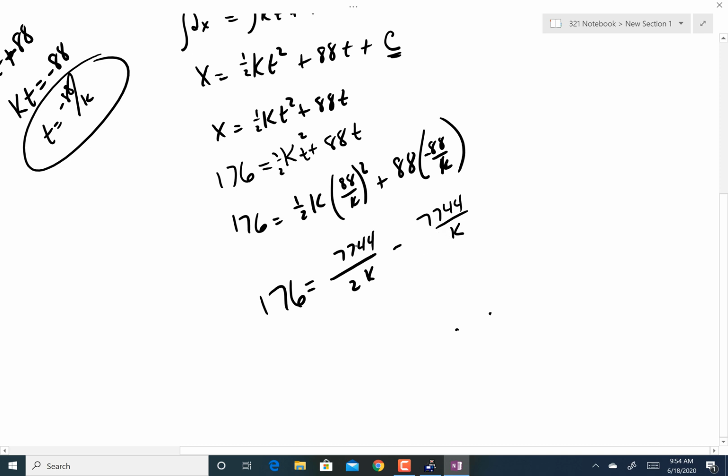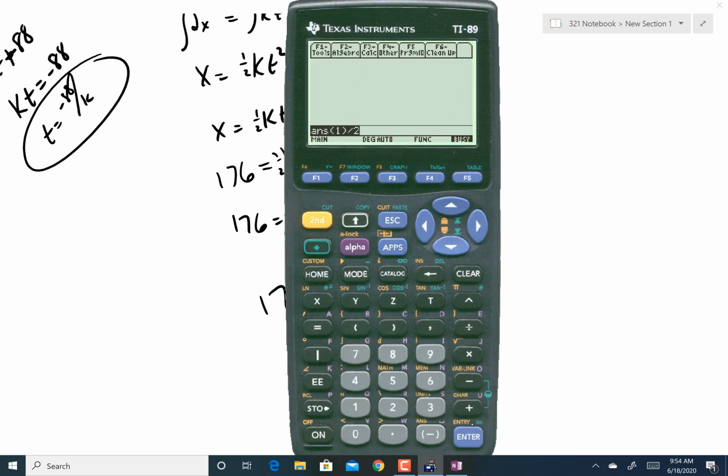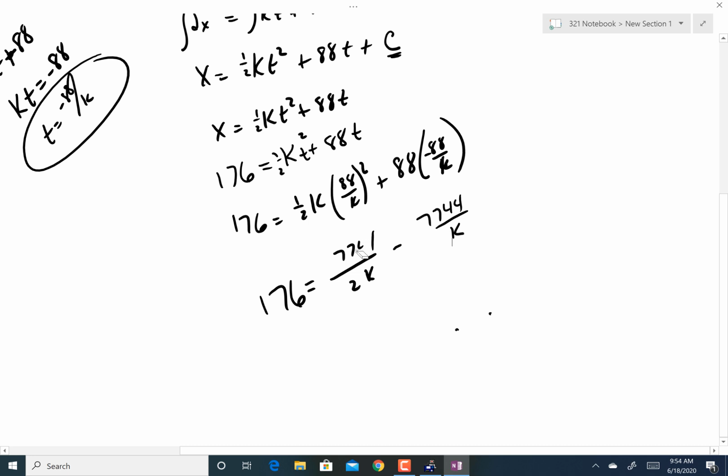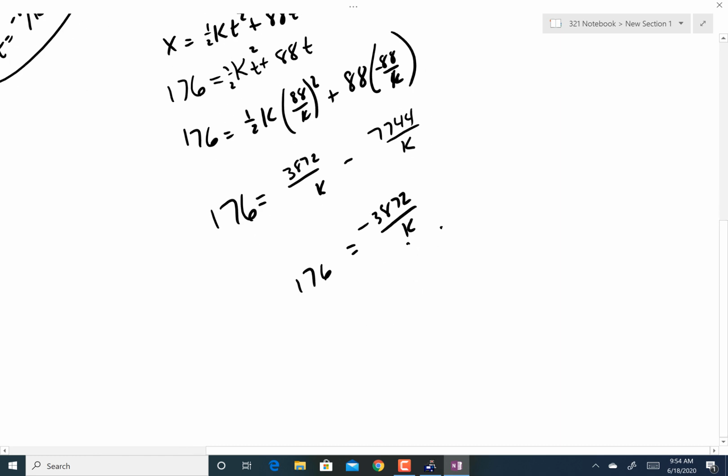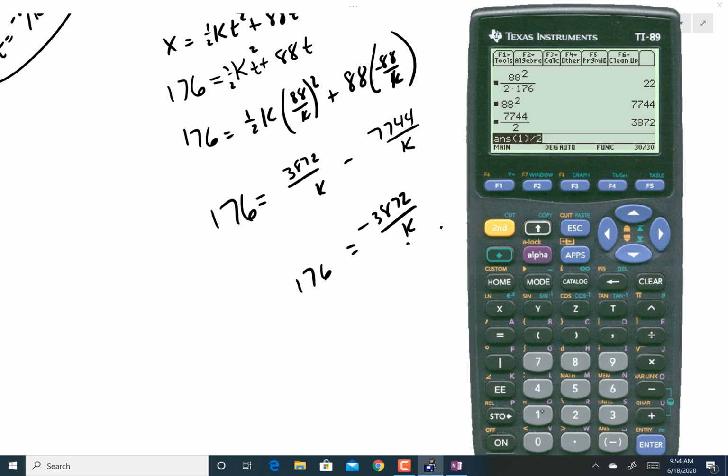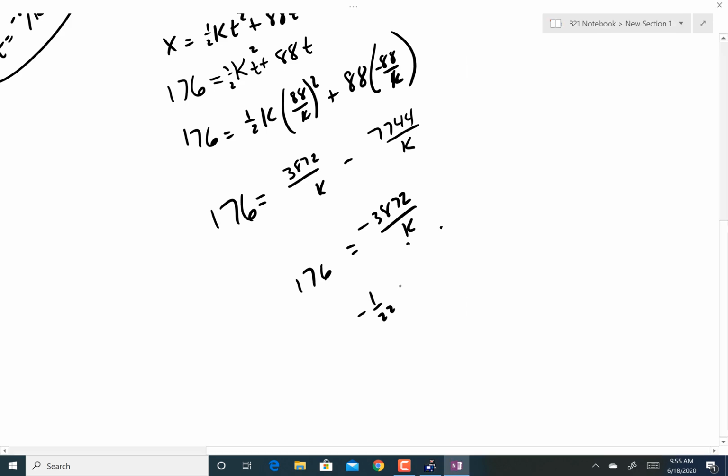So let's divide this out. 7744 divided by 2 is 3872, so 3872 over k. Since they're both over k, we can subtract, and you're going to get negative 3872 over k is equal to 176. And then you will find that k is equal to negative 1 over 22.